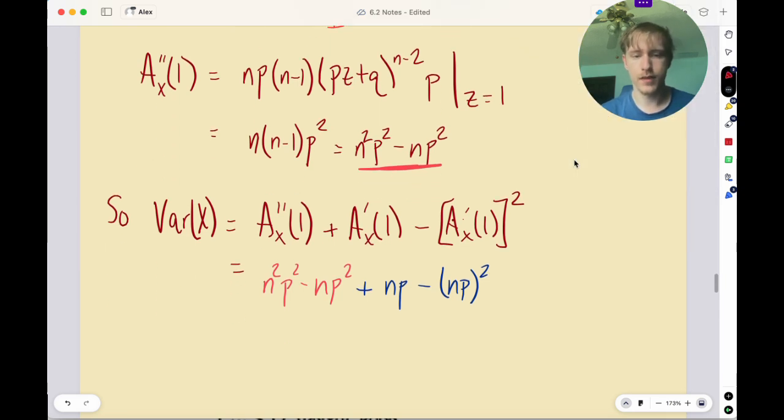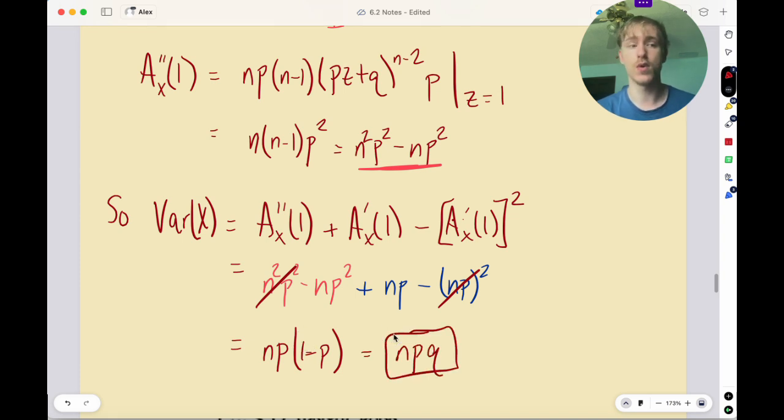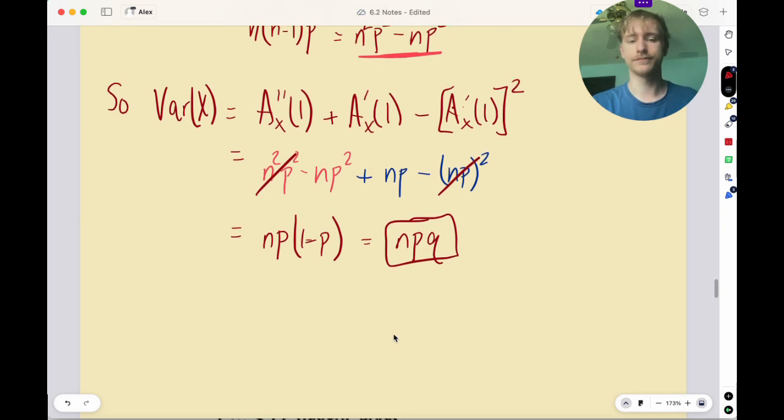Okay. Well, n squared p squared and np quantity squared are the same thing, so those are going to cancel. And then after factoring out an np, we're going to get that this is 1 minus p, but 1 minus p is just q. So the variance of the binomial distribution we got to be npq, which matches exactly what we knew the variance to be. All right.